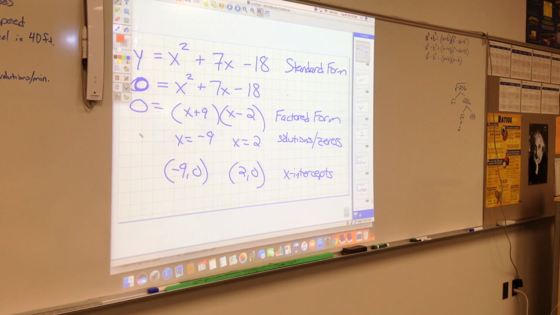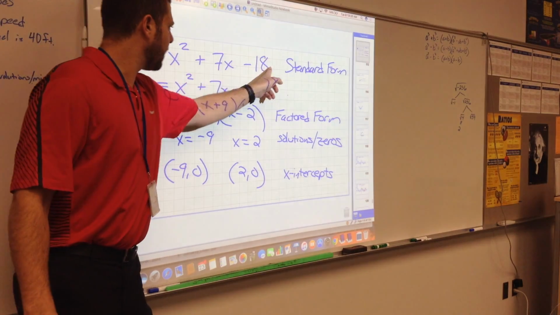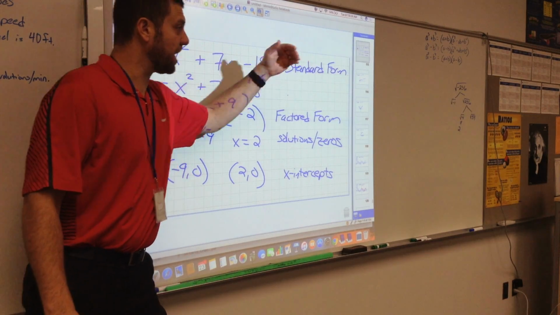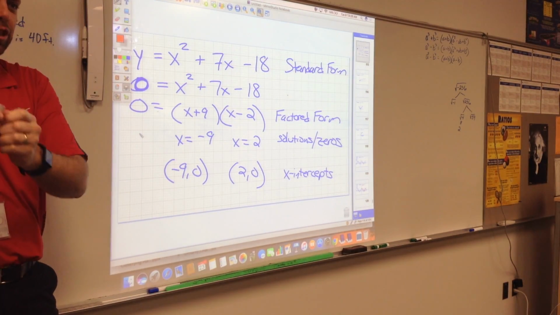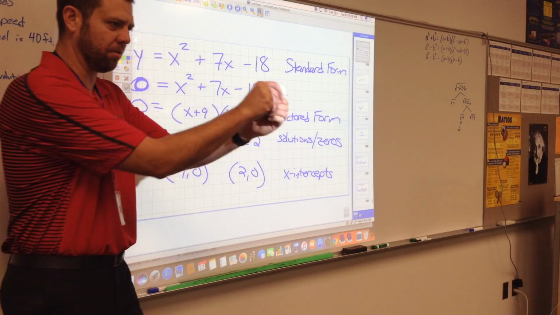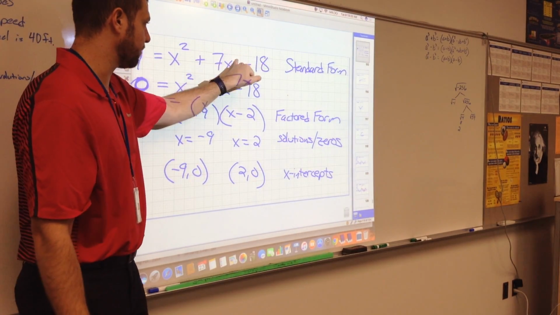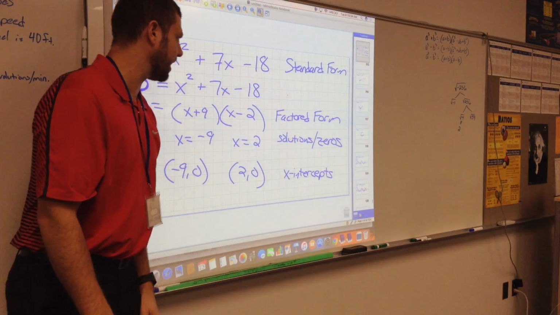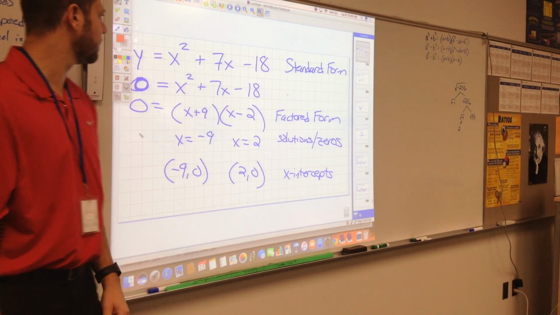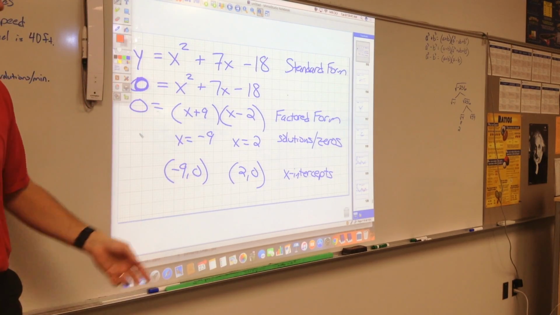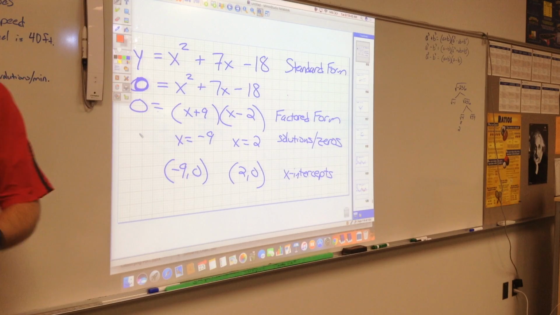Alright, quick review from yesterday. Here's a polynomial. It's written in standard form. Standard form means it starts from the highest power term and works its way down to the constant. So x squared plus 7x, that's to the first, minus 18, and they don't have an x on there. That's your constant. There's three terms, so it's a trinomial. The degree, the highest exponent you see is 2, so that's why it's quadratic.